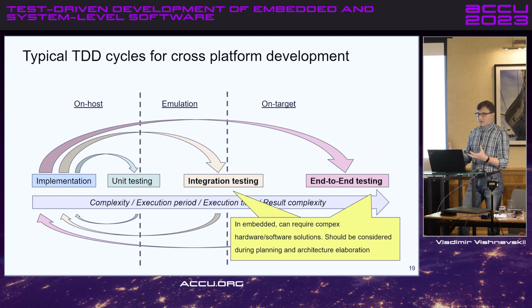Why? Because they can be complex software-hardware solutions, because integration testing requires software and hardware test doubles to substitute some of the missing parts of the system. End-to-end testing also quite often requires interaction with the system, which typically has non-standard interfaces. It should definitely be considered during planning, because it's also a large work item.